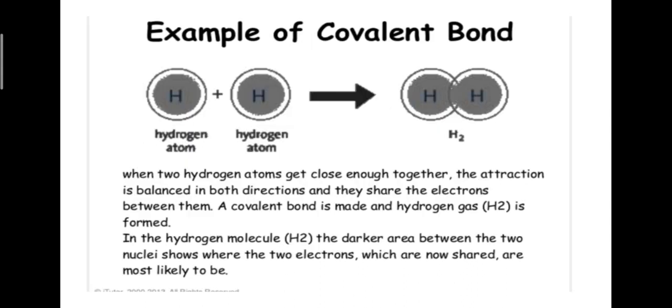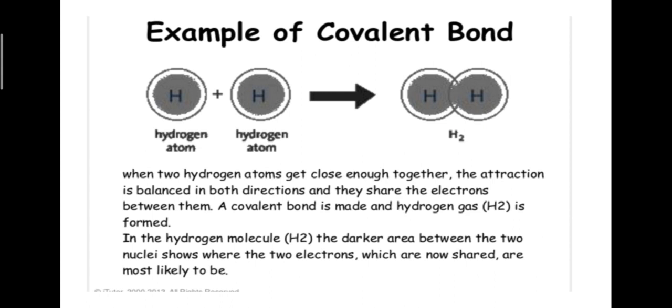When two hydrogen atoms get close enough together, the attraction is balanced in both directions and they share the electrons between them. A covalent bond is made and hydrogen gas H2 is formed. In the hydrogen molecule, the darker area between the two nuclei shows where the two electrons, which are now shared, are most likely to be.